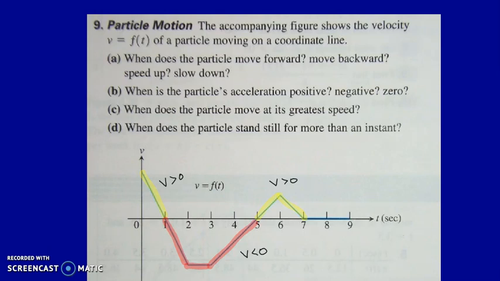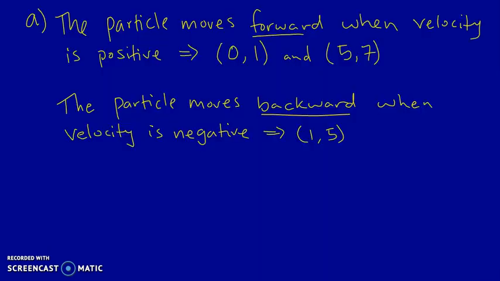And a particle moves forward when velocity is positive, so it'll be moving forward in the intervals from 0 to 1 and 5 to 7. And a particle moves backwards when the velocity is less than 0 or negative, so that'll be in the interval from 1 to 5. So the particle moves forward when the velocity is positive, which is on the interval from 0 to 1 and 5 to 7. The particle moves backward when the velocity is negative, which is on the interval from 1 to 5.